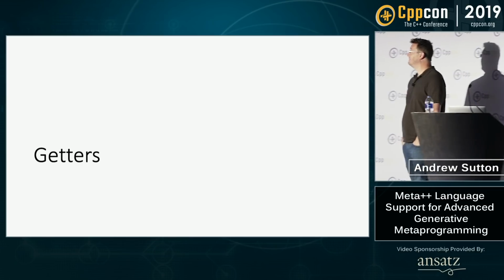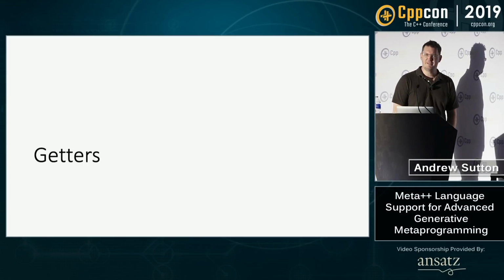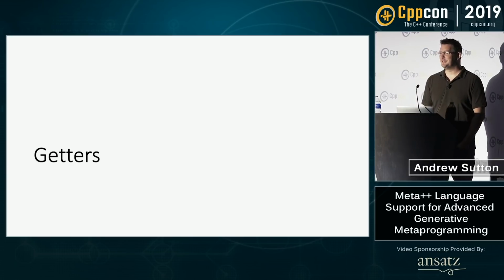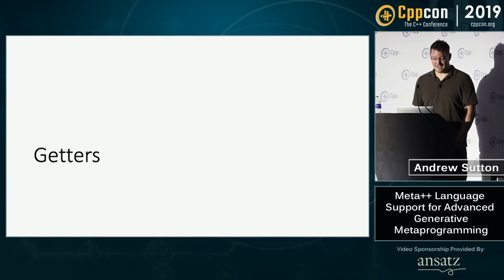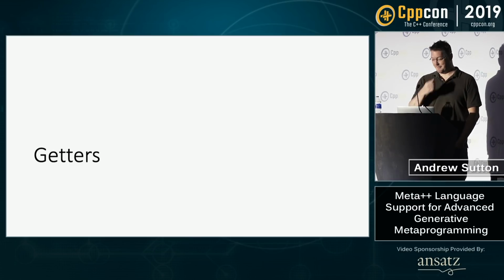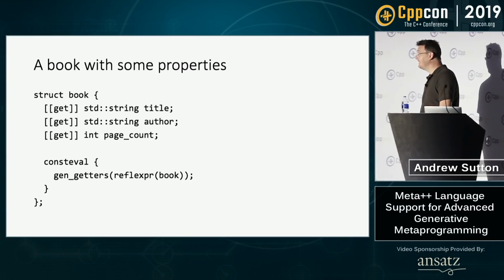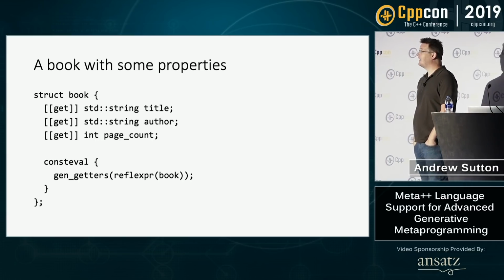So getters, get functions. I'm leaving out setters. It's just redundant at this point. I don't write code this way, but I know that some people do, and some people really like getters and setters. So we give an example. Right, so here's a book class. It has some properties: title, author, page count.